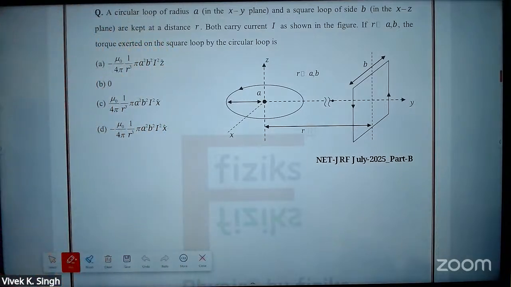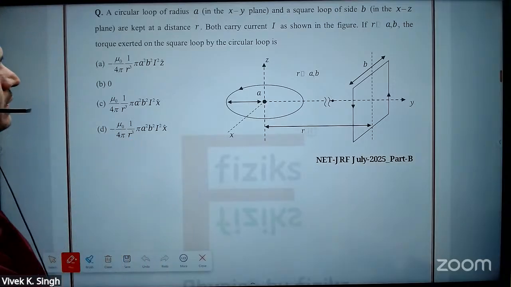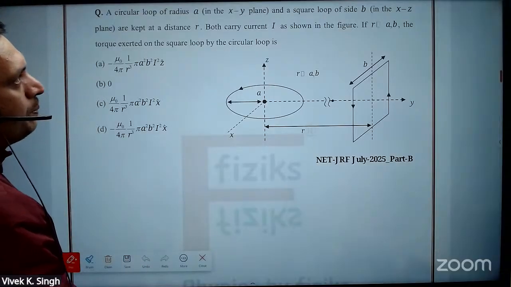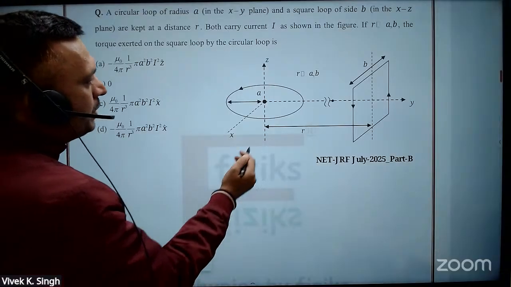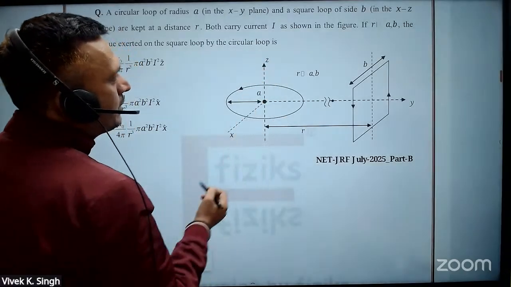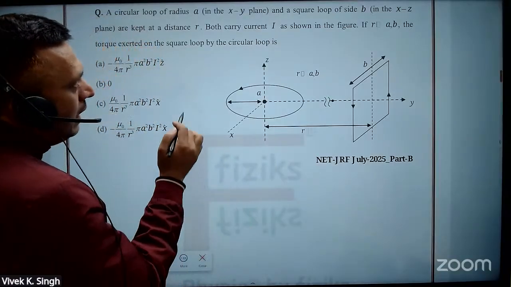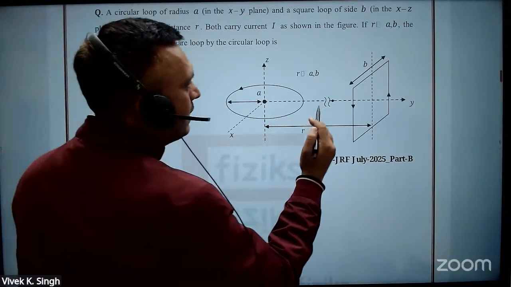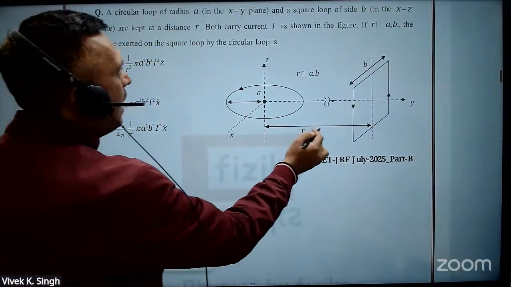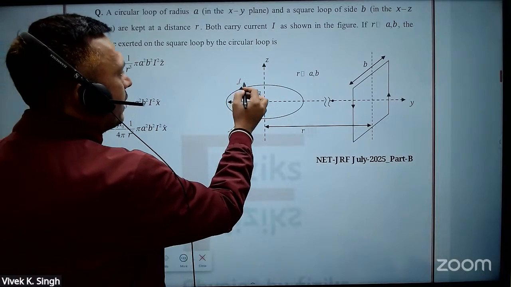In this, a circular loop of radius a is in the xy plane, because this is the x direction, this is the y direction, and this is the z direction. So the circular loop is in the xy plane, and a square loop of side b is in the xz plane. They are kept at a distance r. Both are carrying current I.